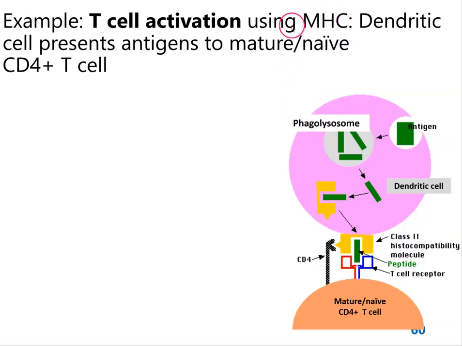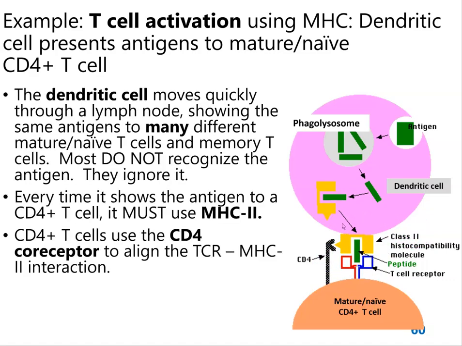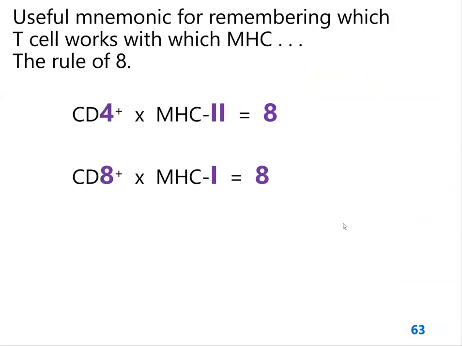MHC is involved here. Whenever a T cell is looking at something, it's looking at something displayed by MHC. But in particular, if it's a CD4 positive cell, it's looking at MHC2. If it's going to be a CD8 positive cell, it's going to be looking at MHC1. That's a mnemonic thing I can show you here. This is the mnemonic device.